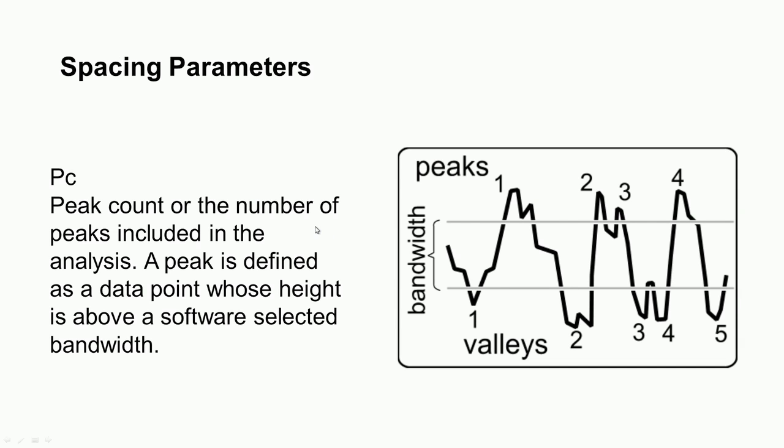Now moving to the spacing parameters, we have this parameter PC. We have this profile wherein we have peaks 1, 2, 3, 4, etcetera, and valleys 1, 2, 3, 4, 5, etcetera. So this PC is nothing but peak count, or the number of peaks included in the analysis of the profile. A peak is defined as a data point whose height is above a software selected bandwidth. This is the software selected bandwidth, and we have some peaks above this bandwidth. So these are considered for calculating the PC.